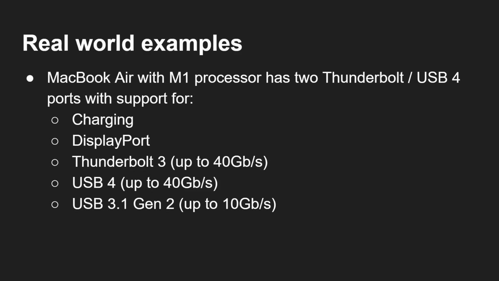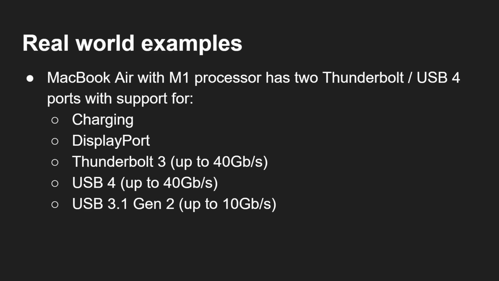So let's look at a real world example. The MacBook Air with the M1 processor has two Thunderbolt/USB 4 ports on it. What does that mean? Well, you can use that port for charging. You can use that port for DisplayPort, so you can plug in an external monitor. You can use it for a Thunderbolt 3 connector up to 40 gigabits a second. You can use it for USB 4 up to 40 gigabits a second, same thing really. And you can use it for USB 3.1 Gen 2 for up to 10 gigabits a second.